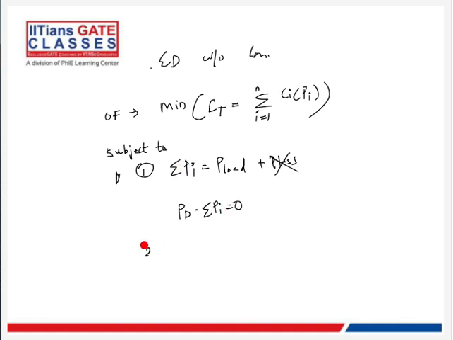Then what is the obvious inequality condition we have? Each generator will have its own maximum and minimum, right? Pi min less than or equal to Pi less than or equal to Pi max. So we can't say that Pi should be less than this one. So this is one of the inequality constraints. So how many such equations will be there? N equations, right? This is one condition, and there will be such n, one for each generator. We will have this inequality constraint, right? The total number of constraints would be n plus 1.